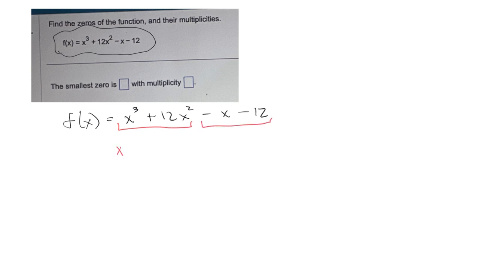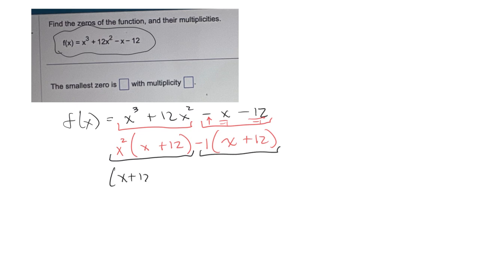So let's group these two and group those two. The first two I can take out an x squared. That leaves me with x plus 12. Out of the next two, I can't really take anything, but I can always take out a 1. If there's a minus here, I always take out a negative 1. So minus x minus a negative 1 would be positive x. A negative 12 divided by a negative 1 would be a positive 12. So now when I look, this term and this term both have an x plus 12. So I can factor that out, and that leaves me with x squared minus 1. And this is a difference of squares, so I can factor that to x minus 1, x plus 1, and an x plus 12.